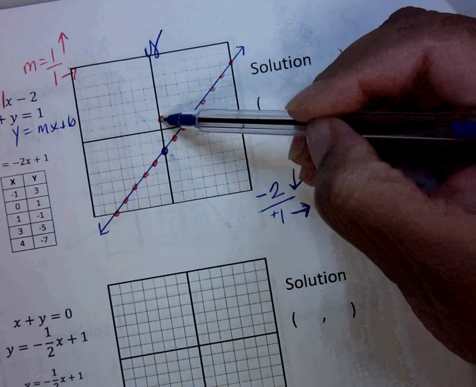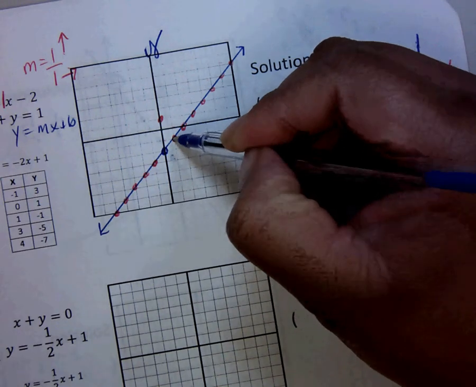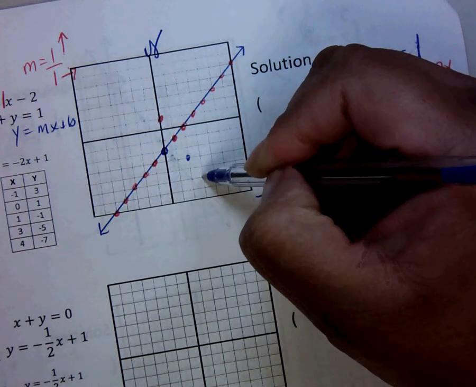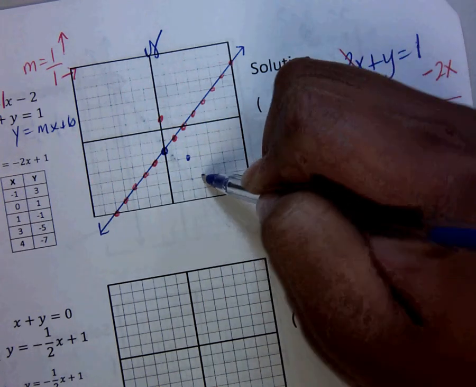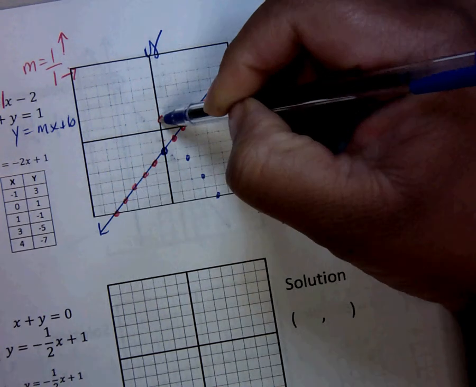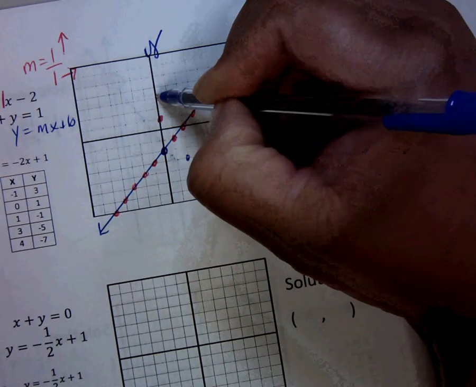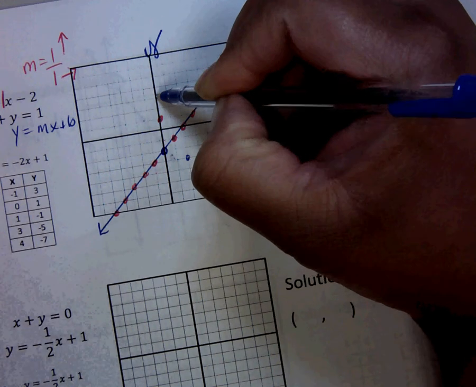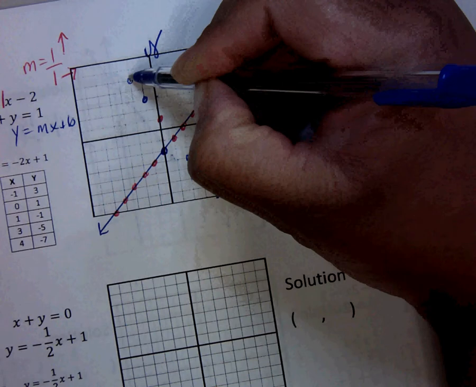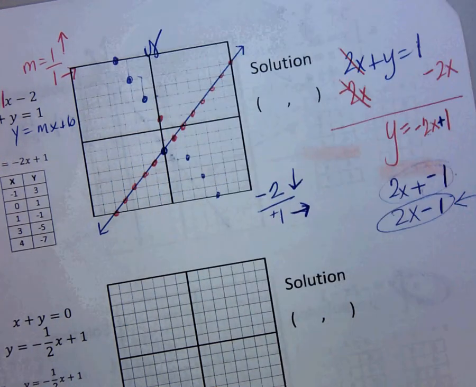Okay, so go down 2 and right 1. Down 2 and right 1. Now you're going to go and do the opposite. Instead of down, go up 2. Instead of right, go left 1. Up 2, left 1. Now connect it.